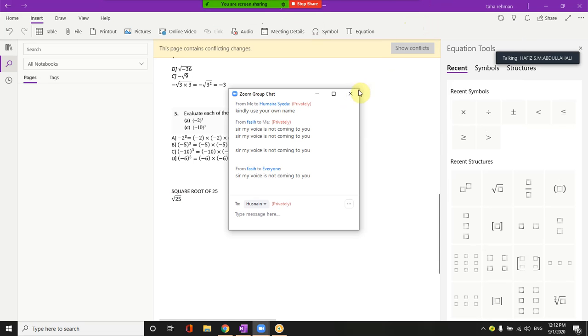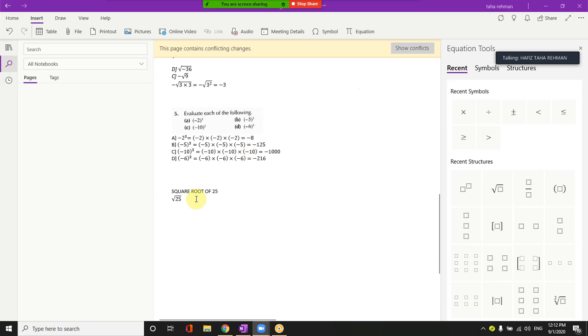Sir, 5. 5 is not the solution. 5 is a step. We can write it like this. 5 into square, and square will be cancelled with the square root sign, so the final answer would be 5. So the square root of 25 is basically 5 only. Okay? Now tell me the square root of 196.